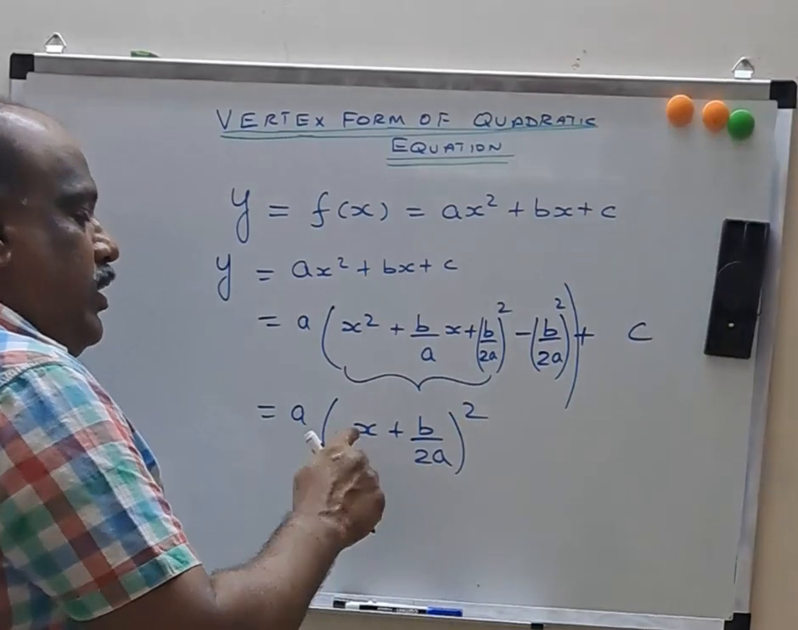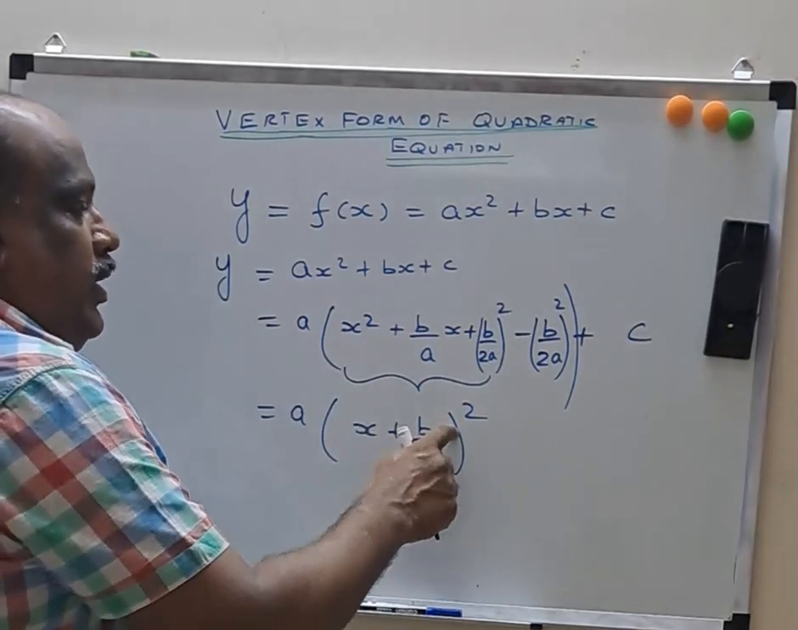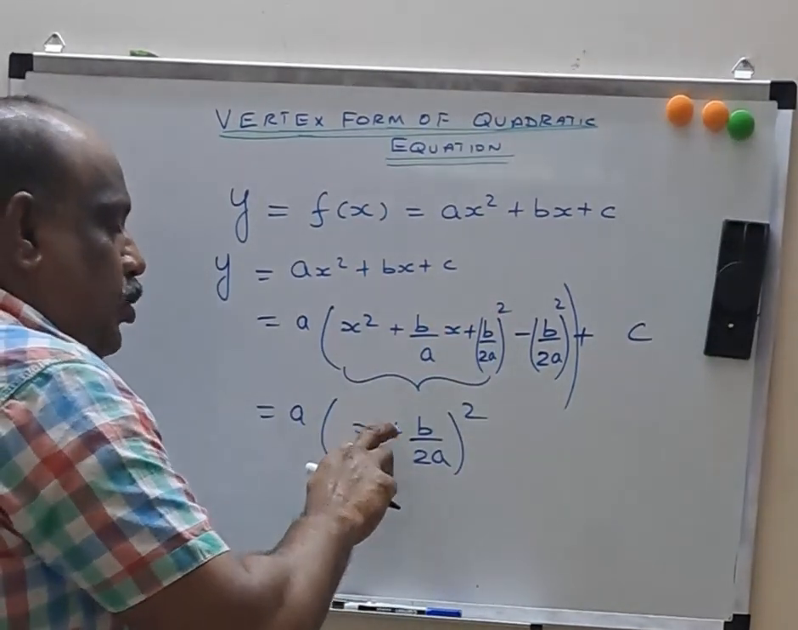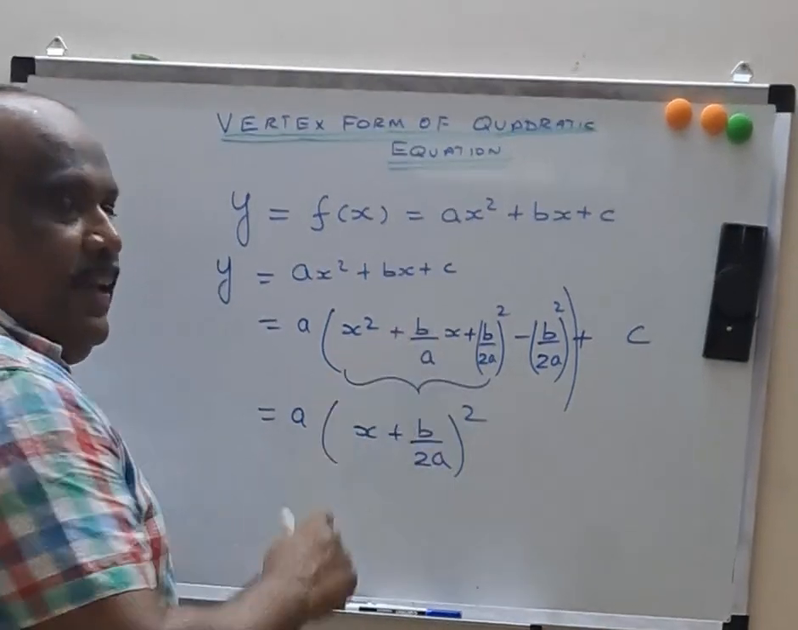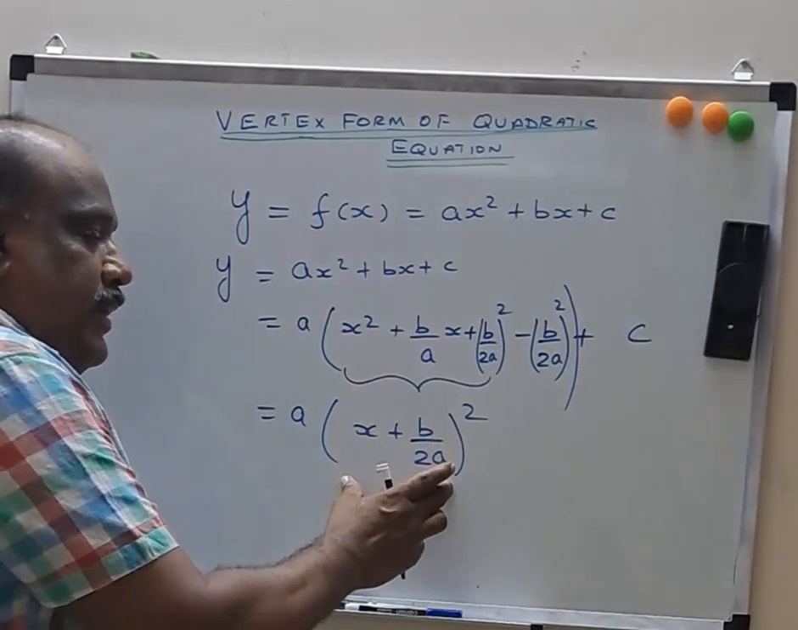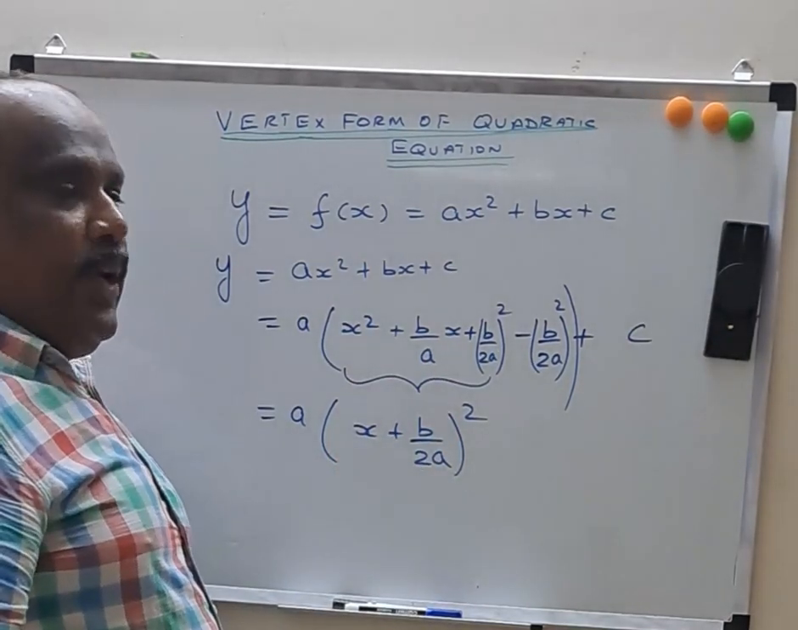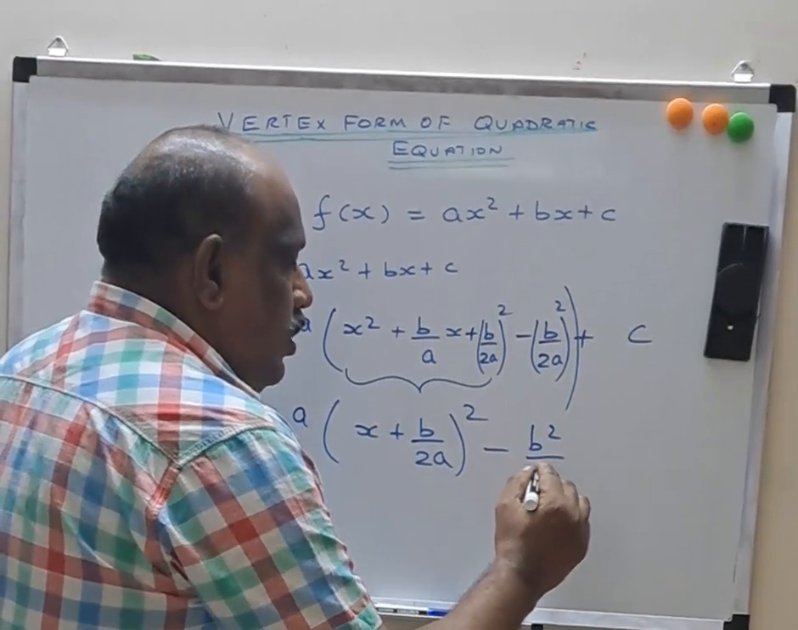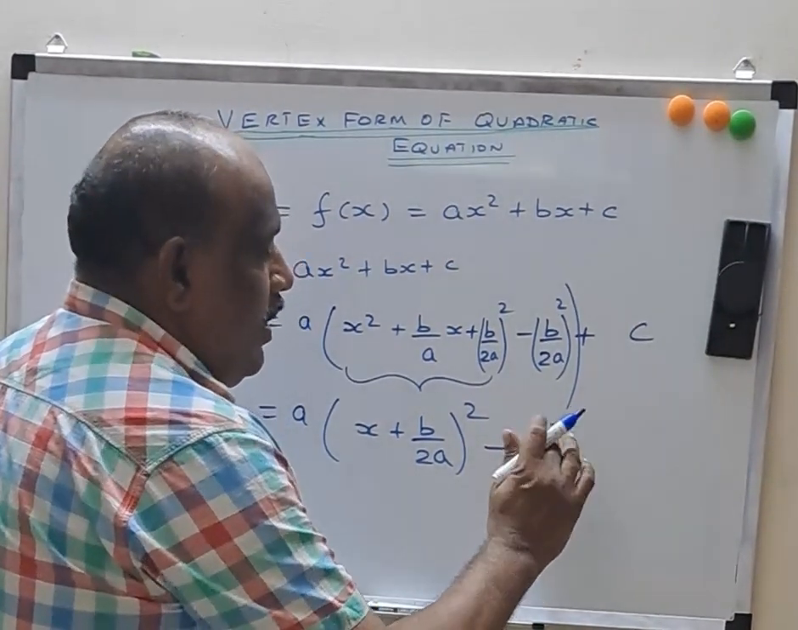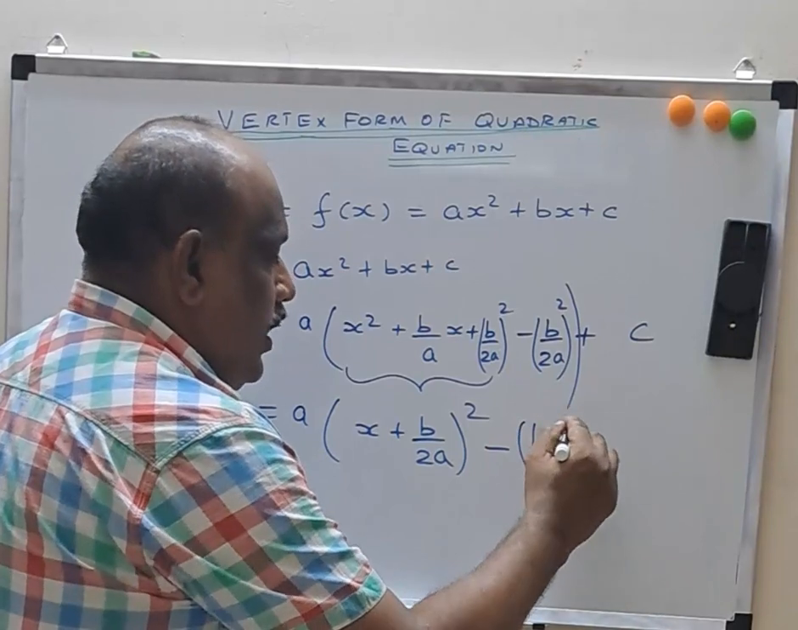If I am going to expand this one, it becomes what? x square plus b by 2a the whole square plus 2ab. 2ab means 2x into b by 2a. So I end up with what? b by a x. So these 3 terms can be written as what? x plus b by 2a the whole square minus b squared by 2a minus b by 2a the whole square.